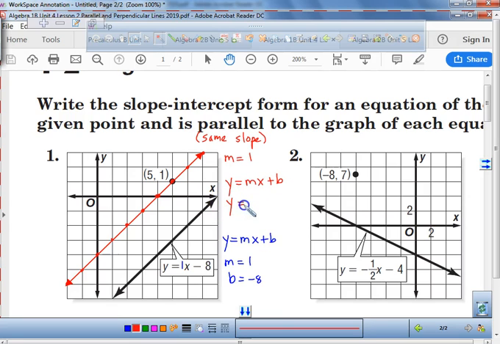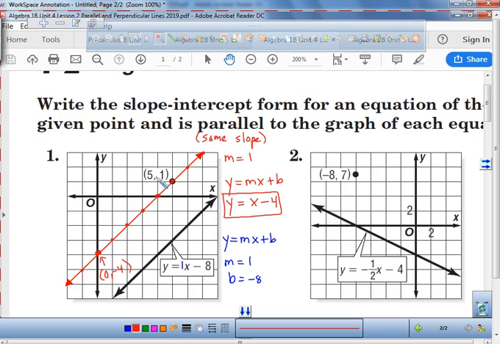All right. So our equation is going to be y equals 1x, and where did our y-intercept end up happening? Right here. Where's my y-intercept? Right there. At 0 and -4. So I'm going to say y equals x minus 4. And that would be the answer for number 1. That's the line that goes through that point right there.